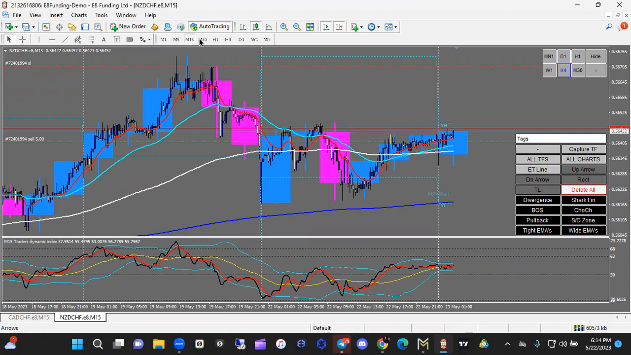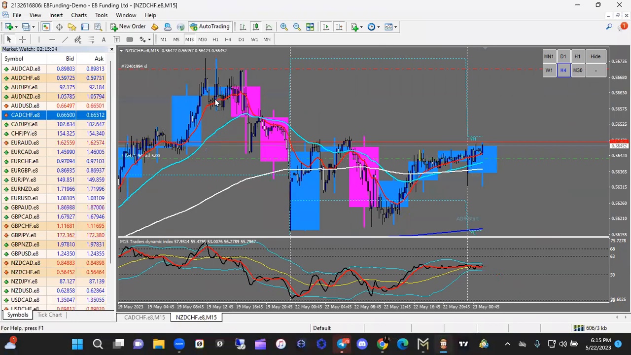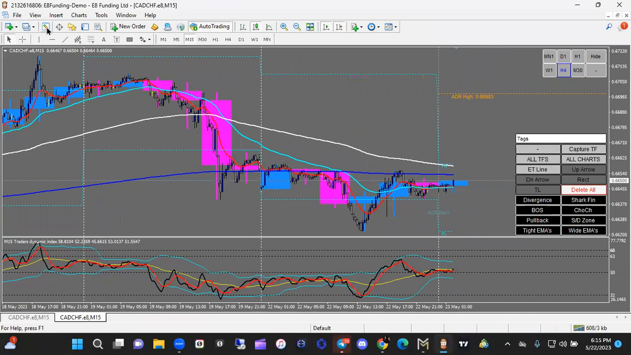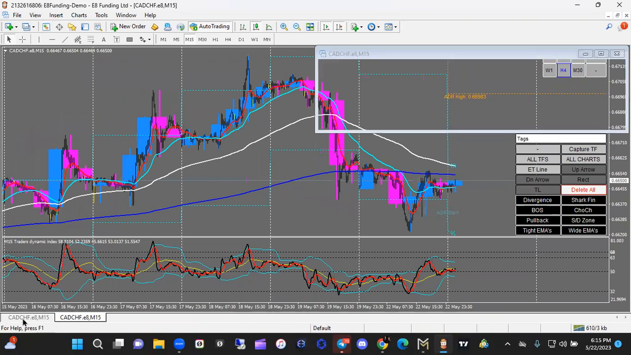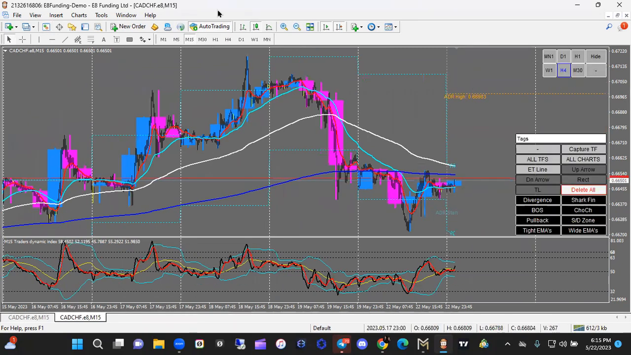And we're going to go over here. Let me put this in here real quick. And this is CAD Chef. All right, so our ADR is 3. It's 165. Okay, so the peak formation was up here.